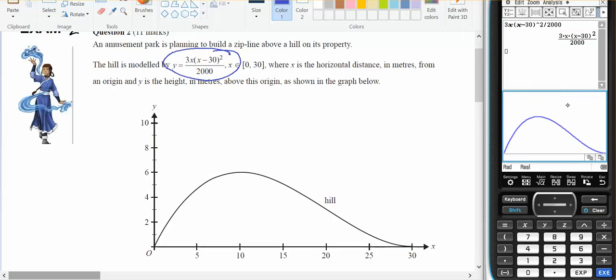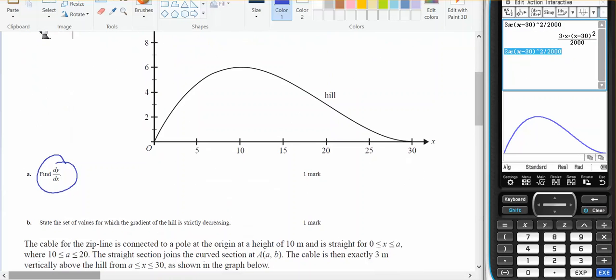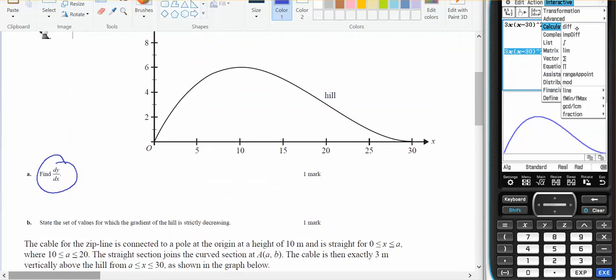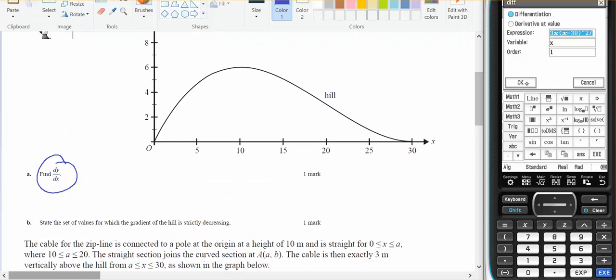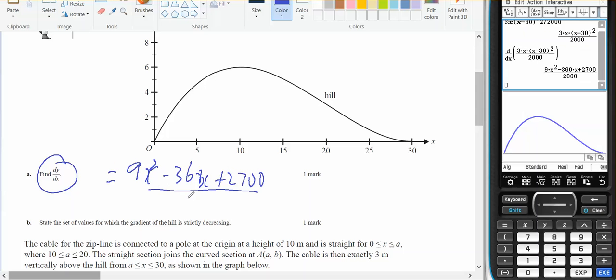Okay, I agree with that. X is in meters, that's above ground. Okay, so all good. Find the derivative. So I take this line, bring up the keyboard, interactive calculation, differentiation. Okay, so that gives me y equals 9x squared minus 360x plus 2700, all divided by 2000.